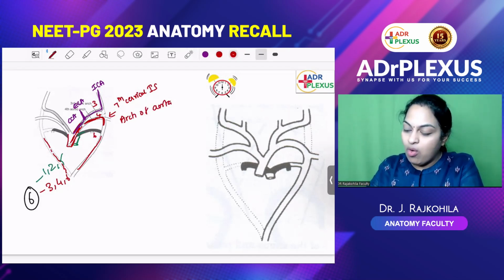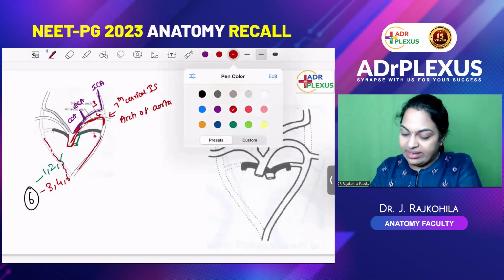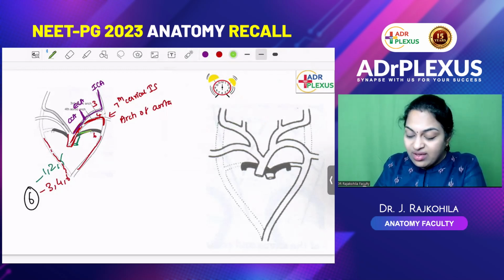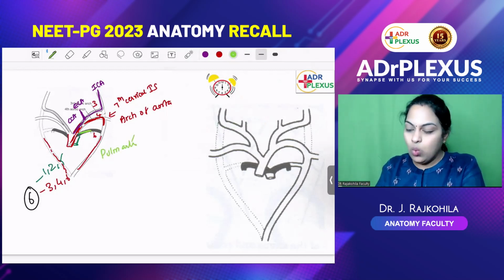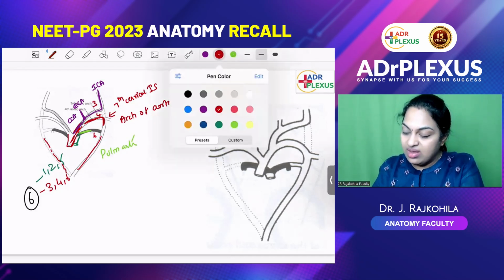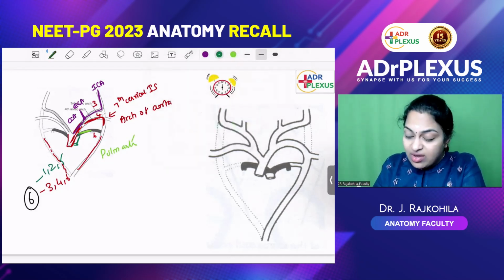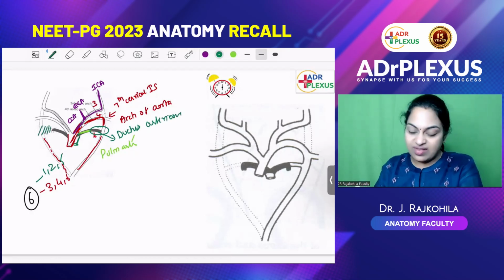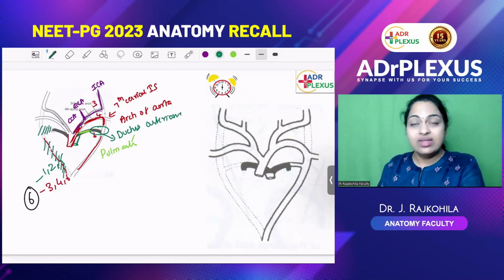Now coming to our point of discussion. I'll take a different color. The sixth arch artery is going to give rise to the pulmonary artery. Now, this pulmonary artery is connected on the left side alone to the descending aorta. This part of the sixth arch artery remains patent to form the ductus arteriosus, whereas on the right side, it disappears along with the dorsal aorta, isn't it?